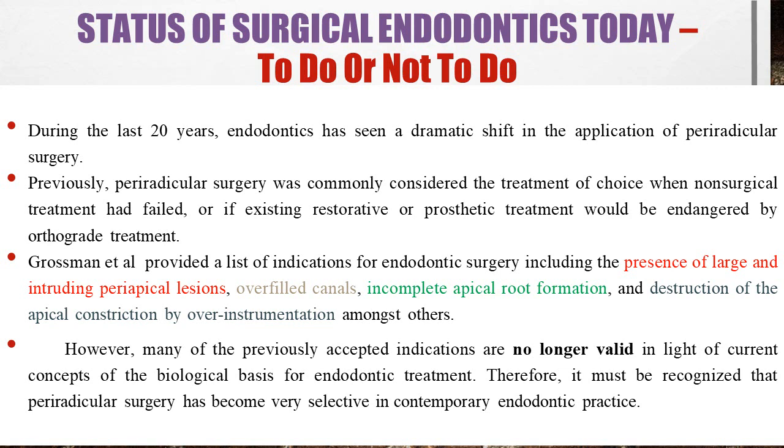Okay, so Grossman, a very famous dentist of his time, had given a list of indications for endodontic surgery at that time. That included the presence of large and intruding periapical lesions, just like I said just now. Overfilled canal. So if there was GP, your gutta-percha, extending beyond the apex, then yes, surgery was indicated. Incomplete apical root formation. This was given at a time when apexification and apexogenesis were probably not very common, and the prognosis was not good because of the quality of the materials at that time. And destruction of the apical constriction by over instrumentation.